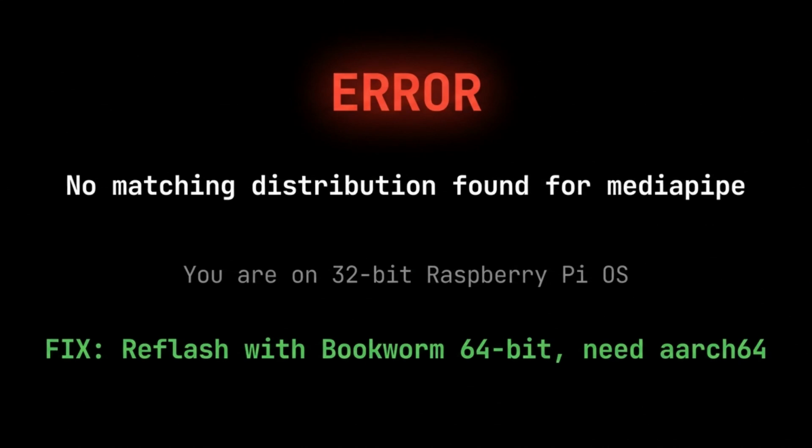Quick errors section. If pip says no matching distribution found for MediaPipe, you're on 32-bit Pi OS. MediaPipe only has a wheel for 64-bit ARM. Run uname -m in the terminal. You need to see aarch64. If it shows armv7l, you need to reflash with Raspberry Pi OS Bookworm 64-bit.